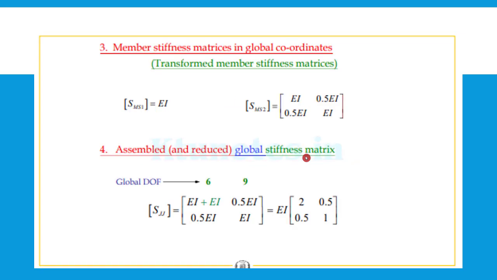The member stiffness matrix in global coordinate, transformed member stiffness matrix SMS1 is equal to EI and SMS2 is equal to EI, 0.5 EI, 0.5 EI, EI. For the assembled and reduced global stiffness matrix, we have the clubbing of 1 and 2. So this joint thing EI will be clubbed, equal to EI into 2.5, 0.5, 1.